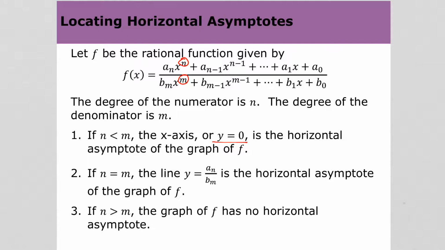If the degree on the top is equal to the degree on the bottom, then the horizontal asymptote is a sub n over b sub n. What's that? That's the number in front of your x to the degree, both on the top and the bottom. So it's just the number on top and bottom. If n is greater than m, then there's no horizontal asymptote.